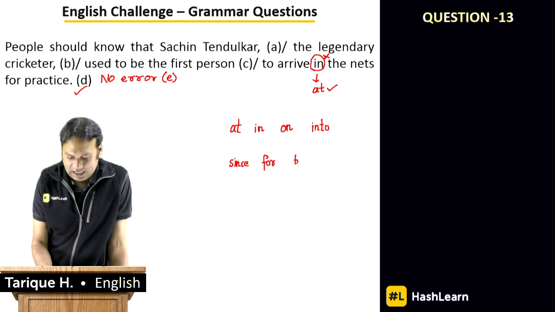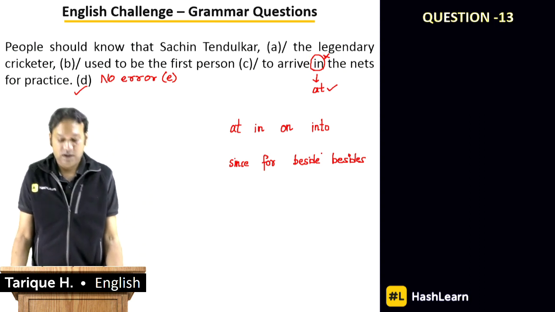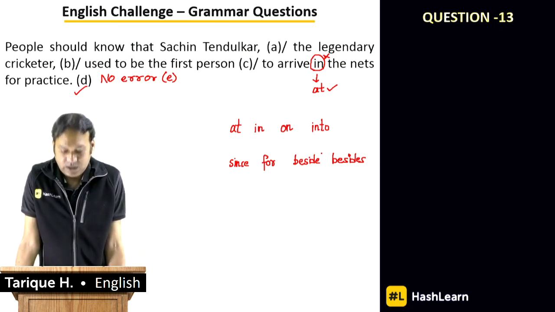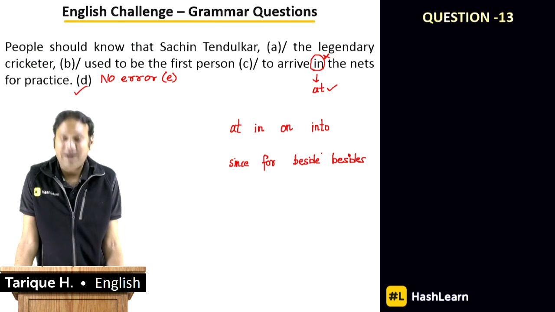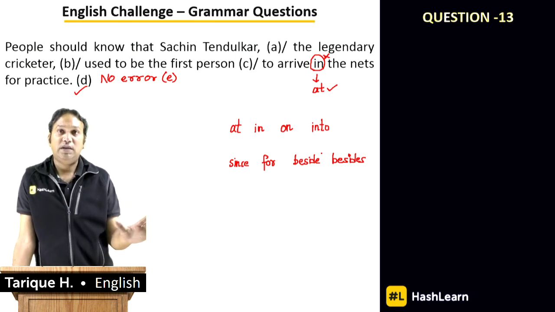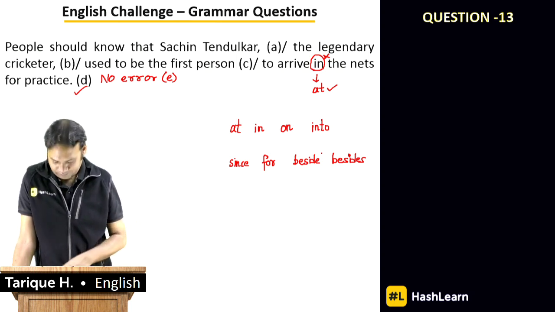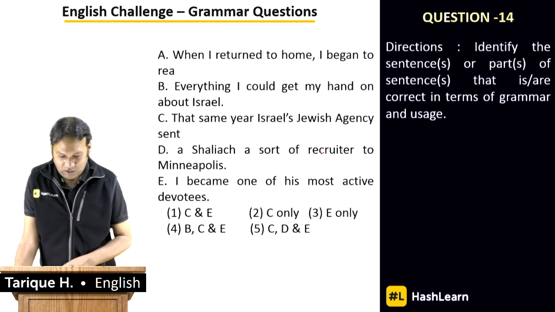We see beside and besides. The difference between these two is something that we often see in exams. So I've given you a list of some of the very important prepositions that come in exams repeatedly. In this question, the answer is D, because it's not to arrive in the nets, it's to arrive at the nets, because nets is a place, a location, an address. We say at the nets, not in the nets. That's question number 13. Now look at question number 14.